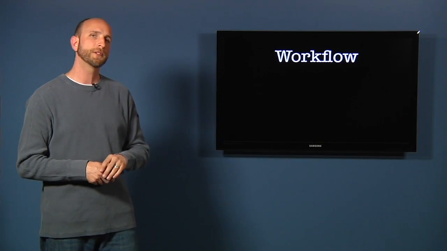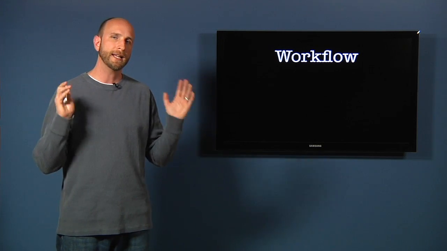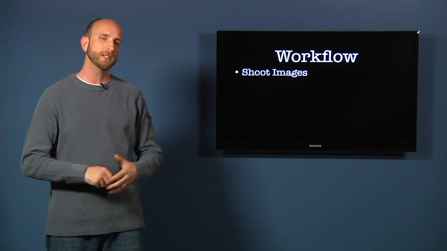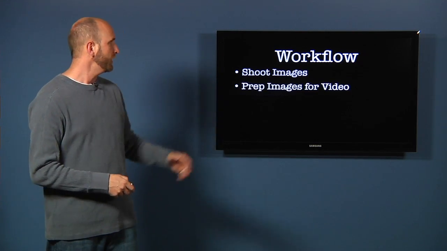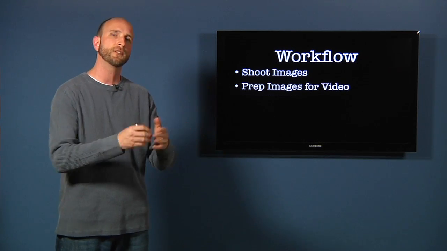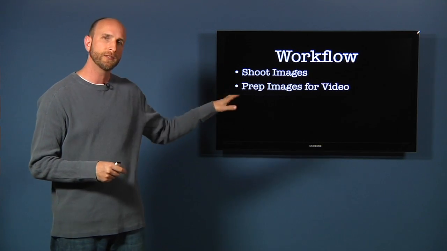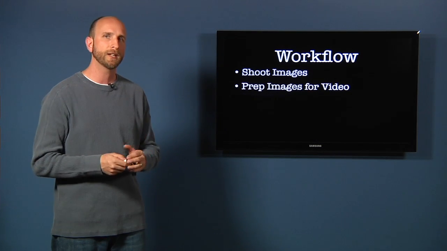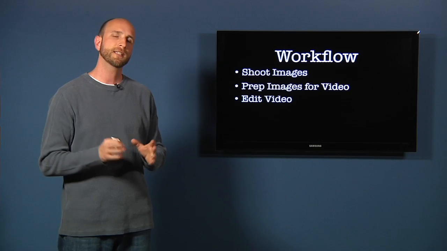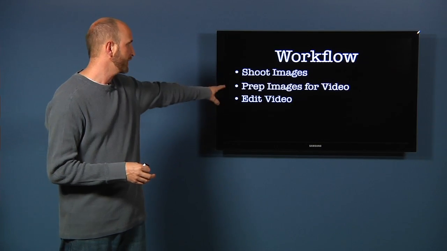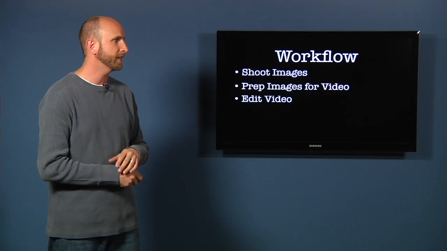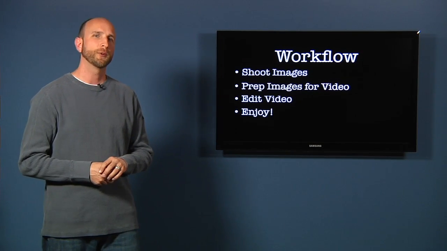Now the workflow for doing this is identical no matter what camera or what software. And the way you do this is, the very first thing you do is you shoot your images. Once you're done, you have to prep your images for video. So they won't be ready to go to a video. You have to do some modifications, so you have to do that in some kind of software. And then the last thing is you have to edit the video. The nice thing, some of these video editing software packages will allow you to do both of those things at the same time. And once that's done, then you enjoy your movie with some popcorn.